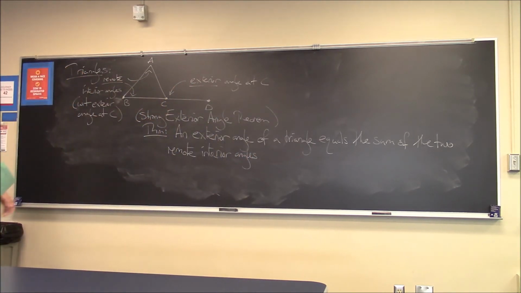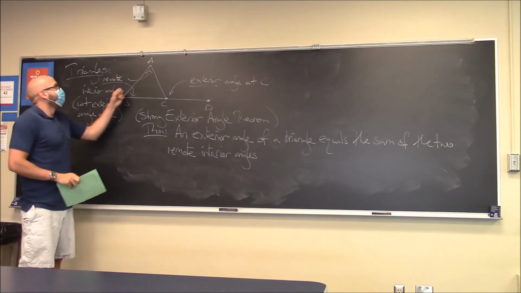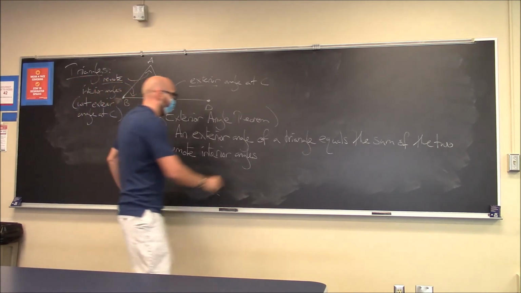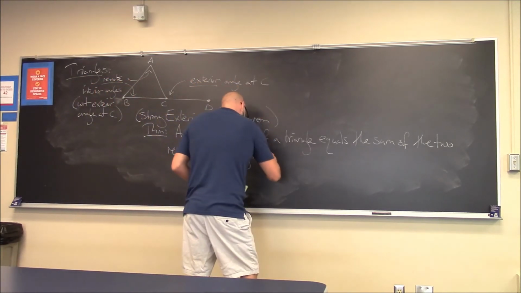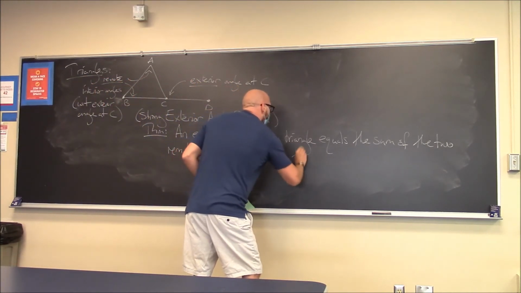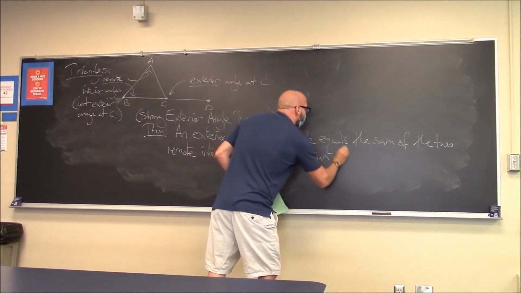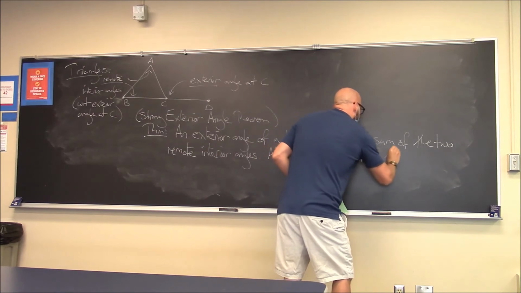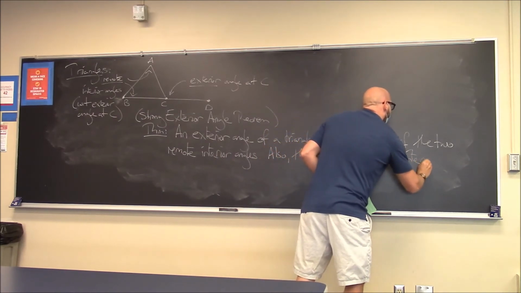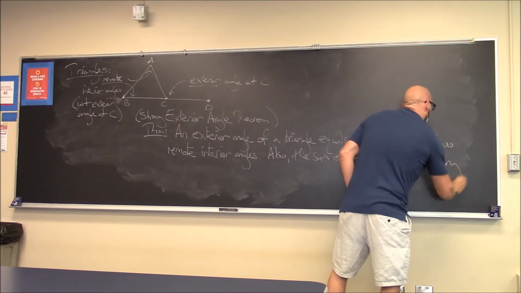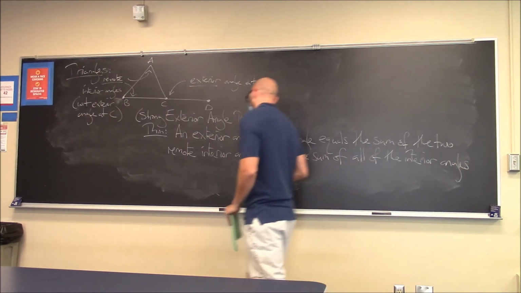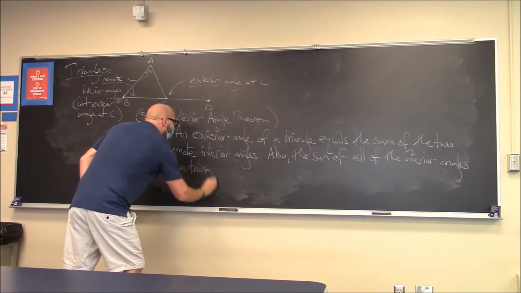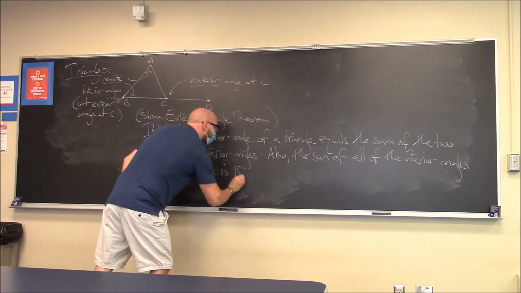And moreover, that immediately tells you that the angle sum of the interior angles of a triangle must be 180 degrees. And I'll show you why that's true as well. So also, the sum of all of the interior angles of a triangle is 180 degrees.